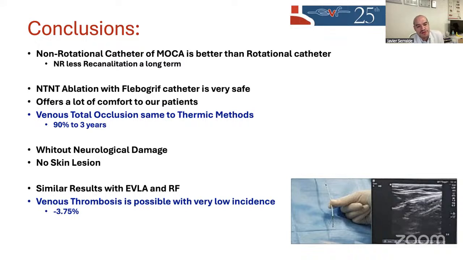The venous total occlusion is similar to other thermal techniques, about 90% over the first 3 years. Fortunately, we don't have any neurological damage or skin lesions, and I want to say we can get similar results to radiofrequency. Venous thrombosis is possible in approximately 3.75% of our patients. Anyway, this is all from me, and thank you so much.